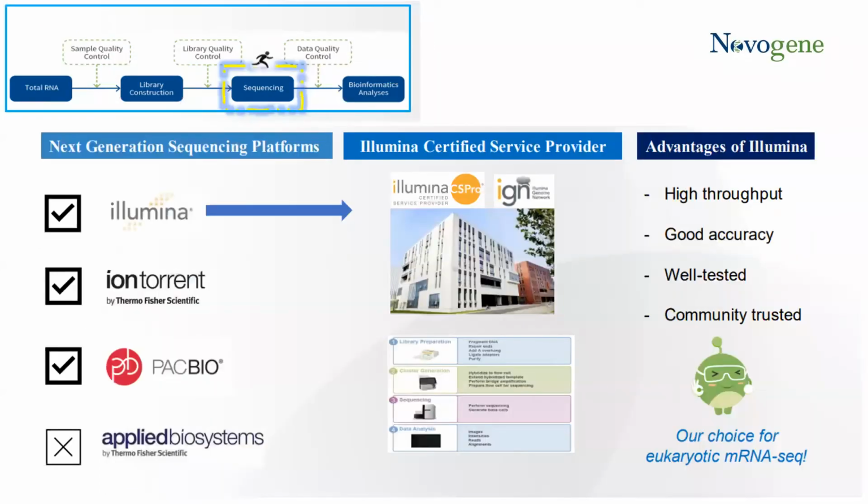I've mentioned Illumina a few times now, mostly because it is a sequencing platform that we favor in our company. Here, I just want to highlight a few reasons why we favor this platform. It's high throughput, it's good accuracy, it's well tested among the scientific community, and it's also very well trusted. It is for sure our choice for eukaryotic mRNA sequencing.